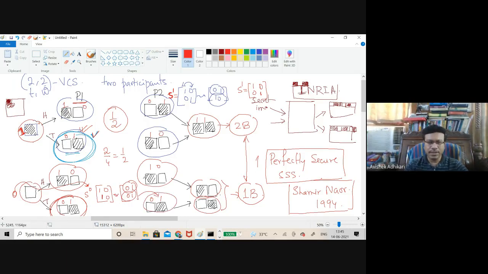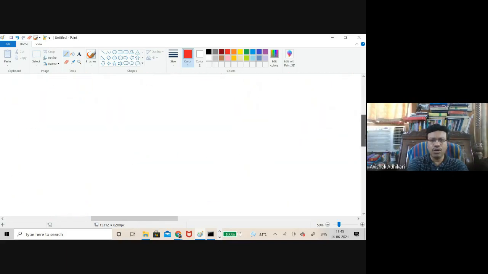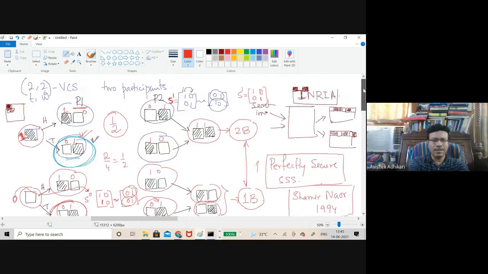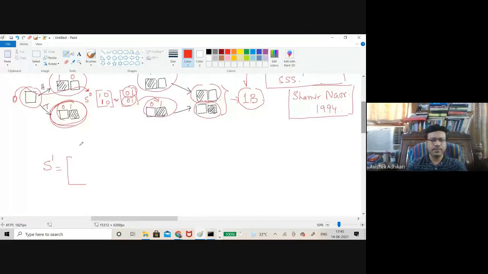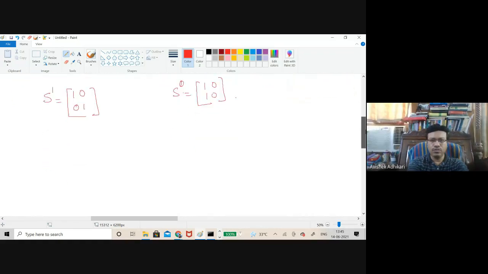So what you understand is that the whole picture can now be transferred into only two matrices. One matrix is S1, which was nothing but of this form, 1 0 0 1 1 0 0 1, and S0 is the one which was 1 0 1 0. Okay. Now in terms of these matrices, how is the dealer going to do it?